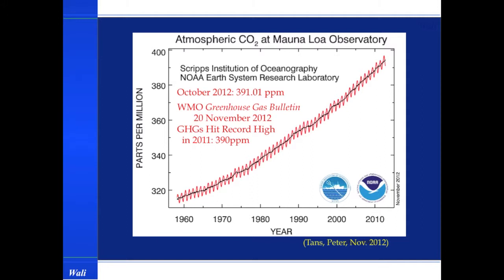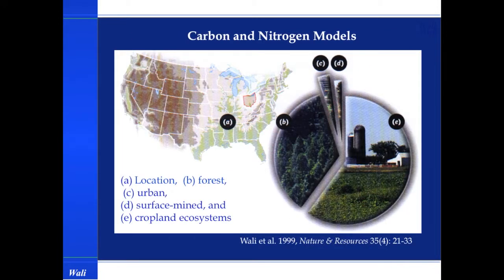So what we did, for the most recent 10 years or so, was start looking at what it would do. If there was a 1 degree temperature increase, what would it do to the ecosystems? So we worked in Ohio on the forest ecosystems, on urban systems, on surface mine systems, and on cropland systems. And I have described this in a paper that was published in the UNESCO journal, Nature and Resources, called Assessing Terrestrial Ecosystem Sustainability, the Usefulness of Regional Carbon and Nitrogen Models.